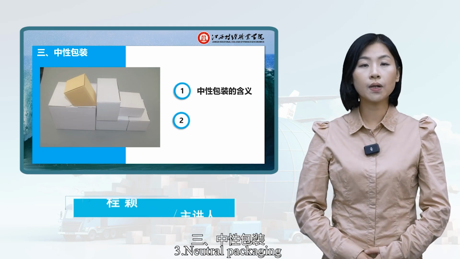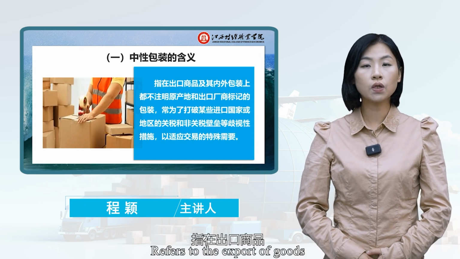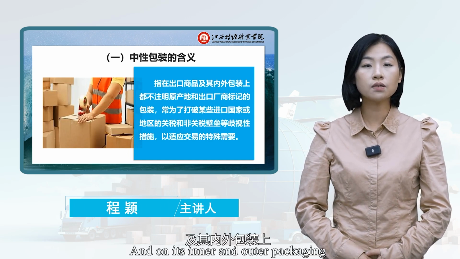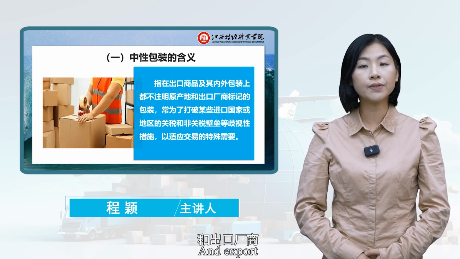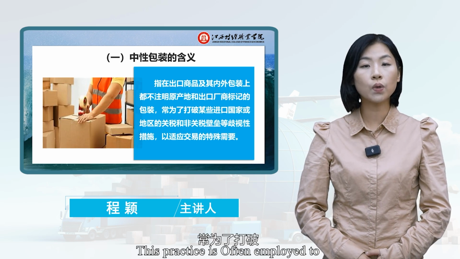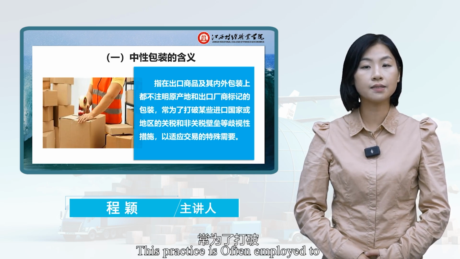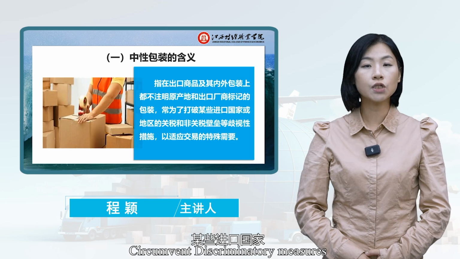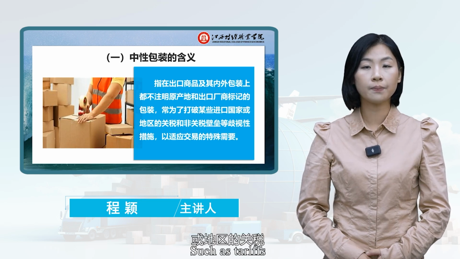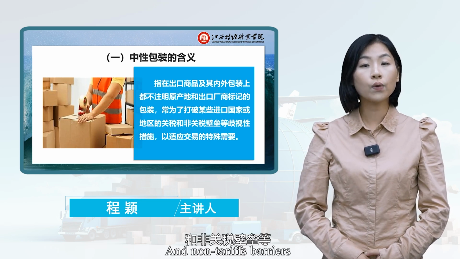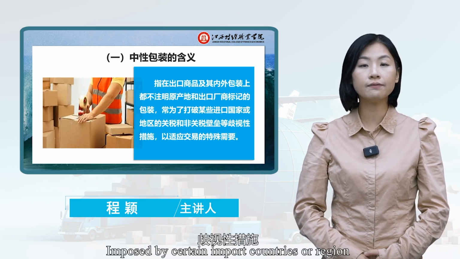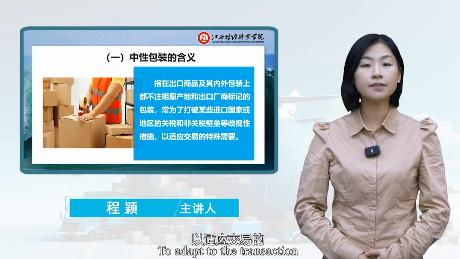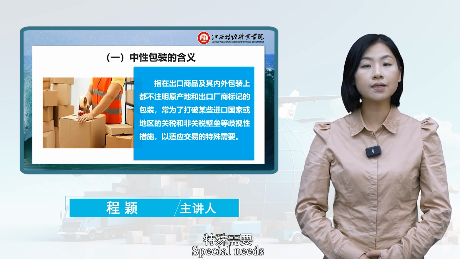Third, neutral packaging. Neutral packaging refers to the export of goods whose inner and outer packaging do not indicate the country of origin and export manufacturers. This practice is often employed to circumvent discriminatory measures such as tariffs and non-tariff barriers imposed by certain import countries or regions, to adapt to special transaction needs.